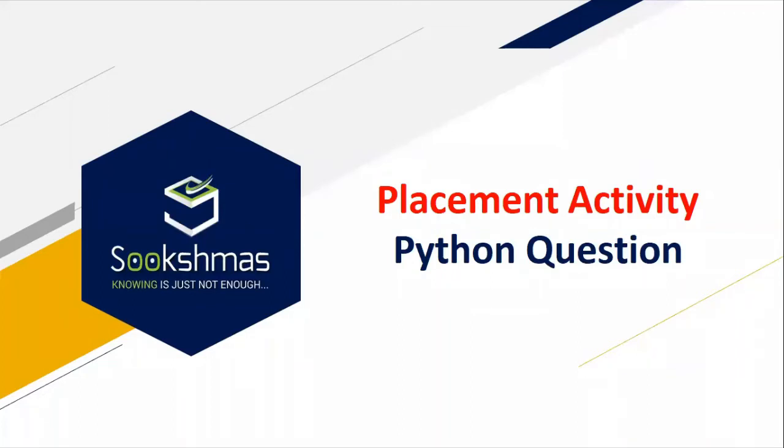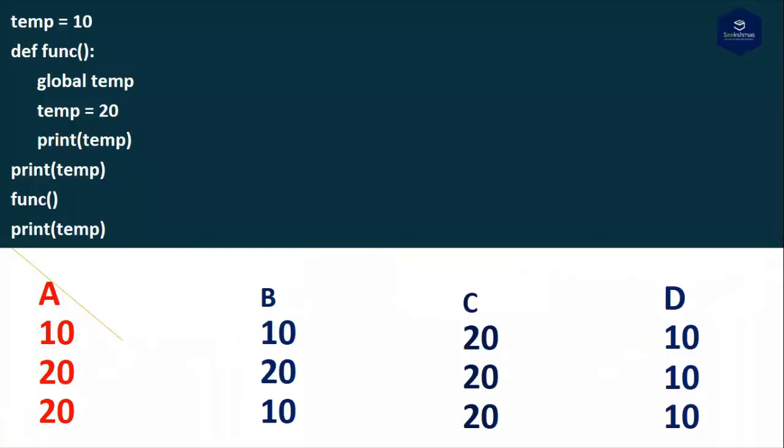Now we can move to the Python question solution, which appeared in a previous placement activity. This is the first question. First, I'm declaring one object called temp. Every variable in Python we call an object only. So in that temp object, I'm just storing a value, 10.